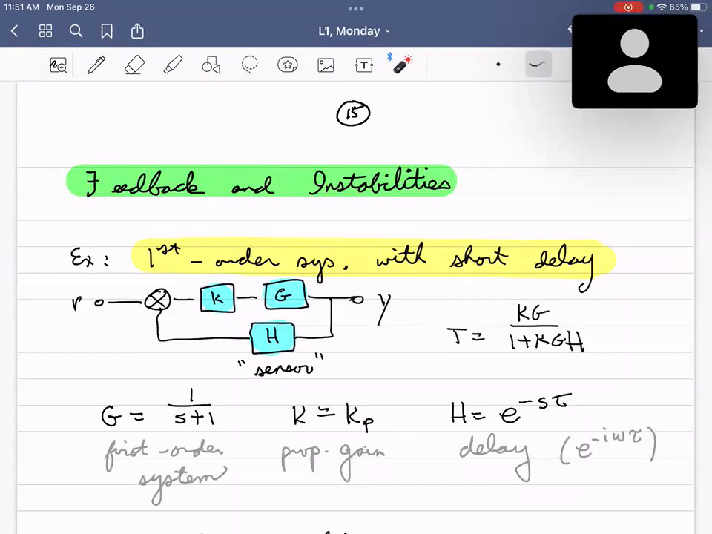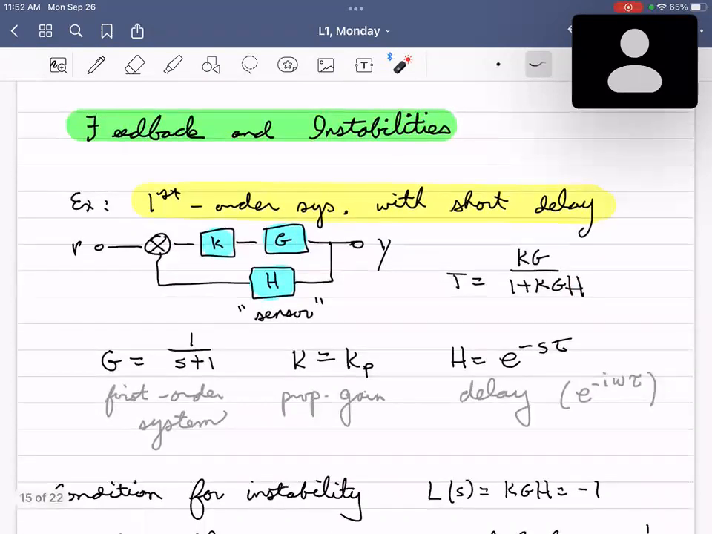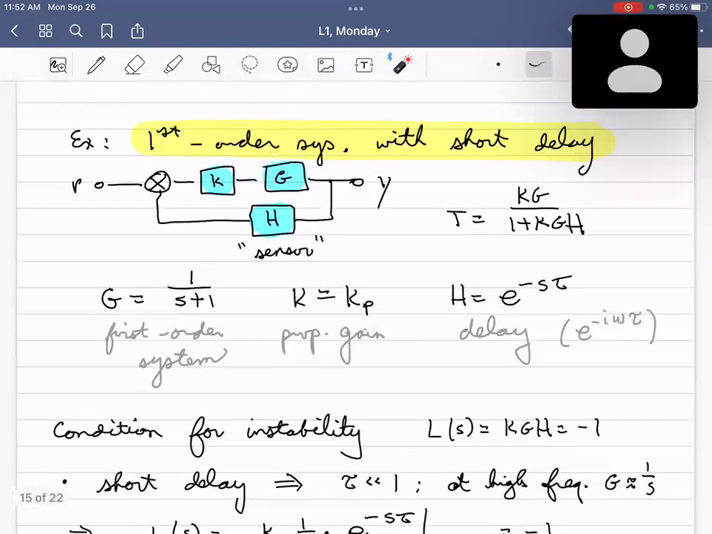The system and the controller are a physical distance away. There's at least the speed of light, but other things can add delays as well. Now, if you analyze this feedback loop, it turns out to be kg over 1 plus kgh. So there's an extra h in the loop part. What would make this go unstable? If kgh ever equals minus 1, then you have 1 minus 1, which is 0, so it blows up. That linear response blowing up corresponds to an unstable system.